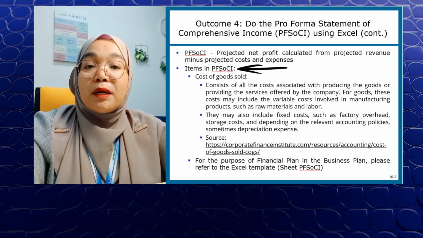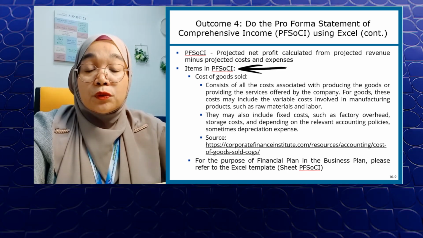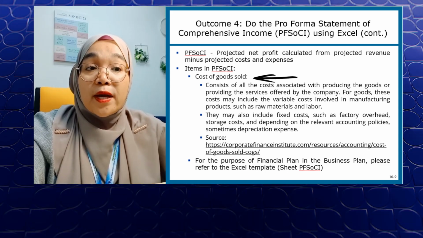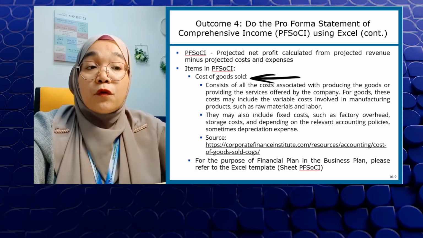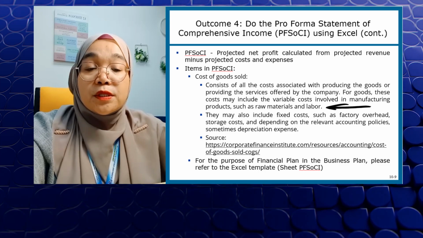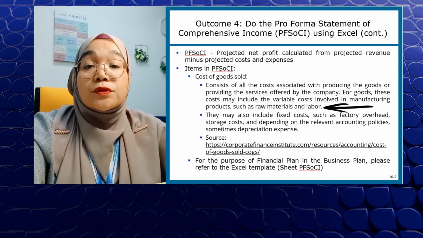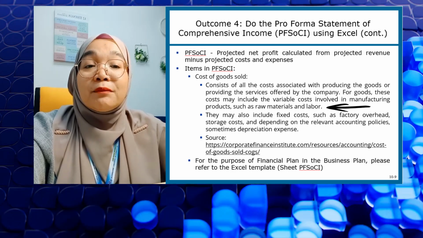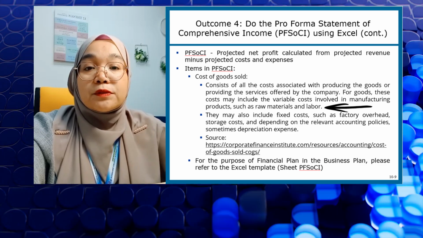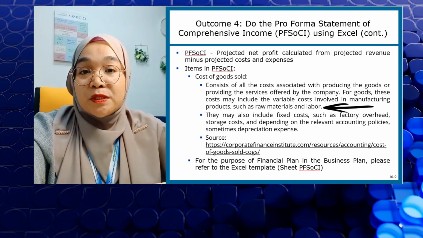I have explained about the sales in episode 2. What is the cost of goods sold, or else we also call it COGS or COS? Cost of sales consists of all the costs associated with producing the goods or providing the services offered by the company. For goods, these costs may include the variable costs involved in manufacturing products such as raw materials and labor. I have explained details on the break-even analysis in episode 1.